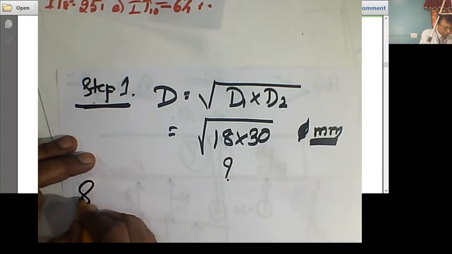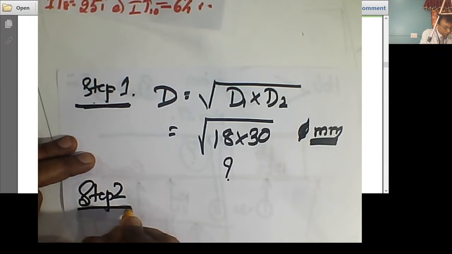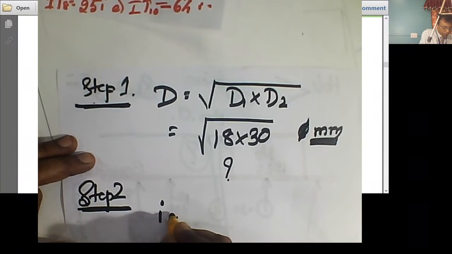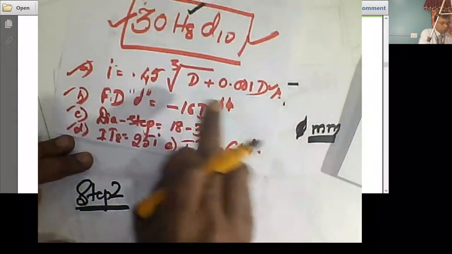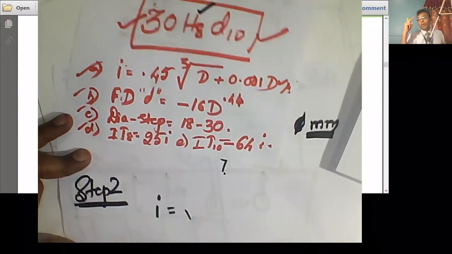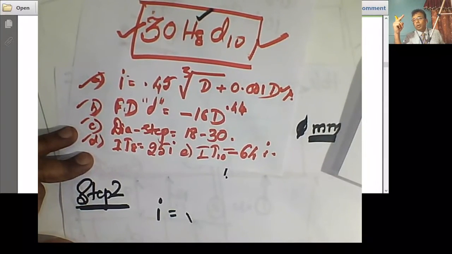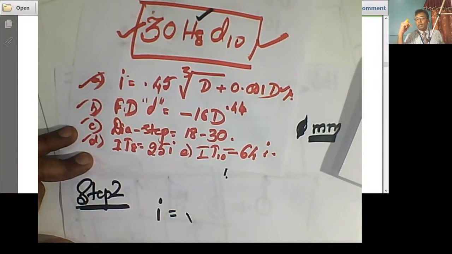Next, step 2. You need to find out i, which is equal to, the formula is already given. You don't have to remember it, but it is better to keep it in mind. If it is not given, you should be able to reproduce it. i is equal to 0.45 cube root of D plus 0.001 D.